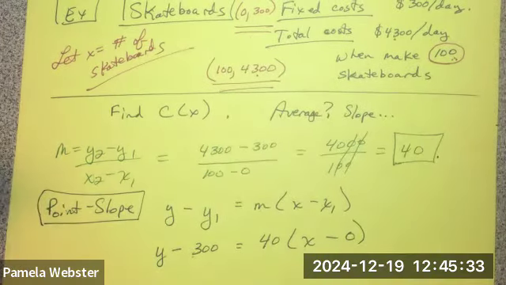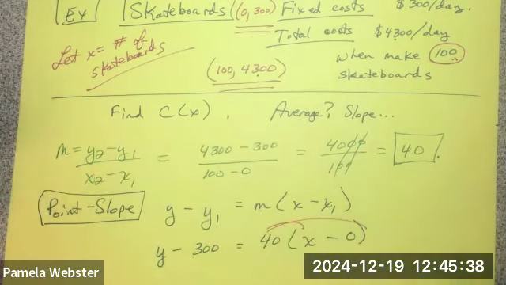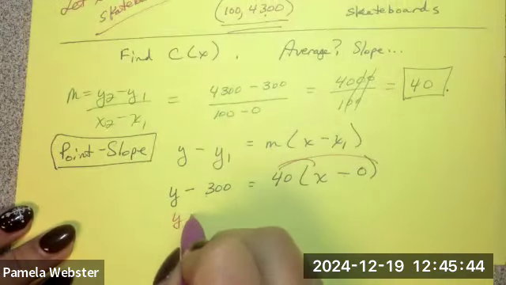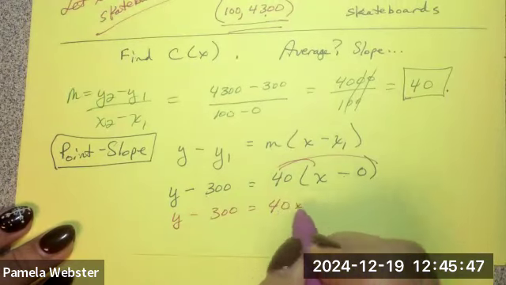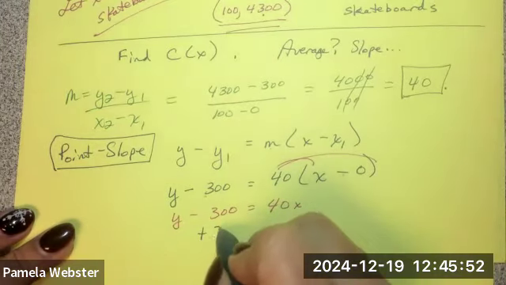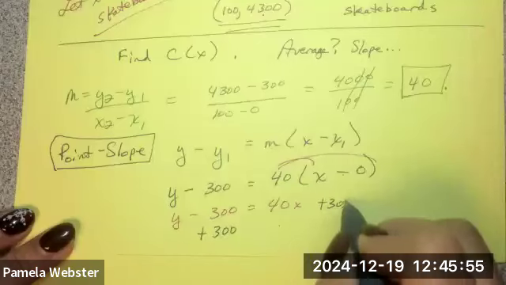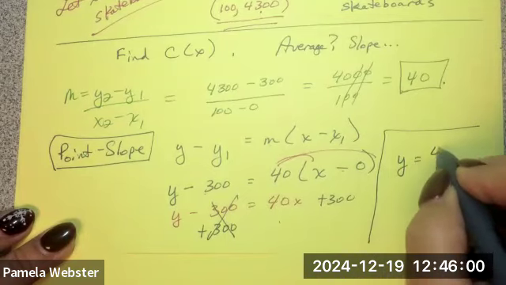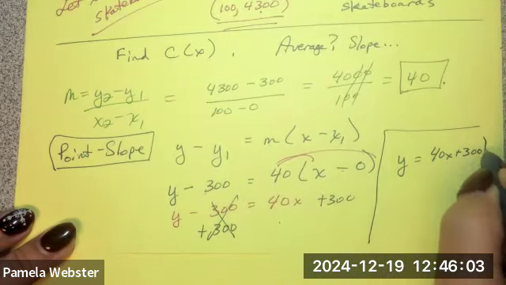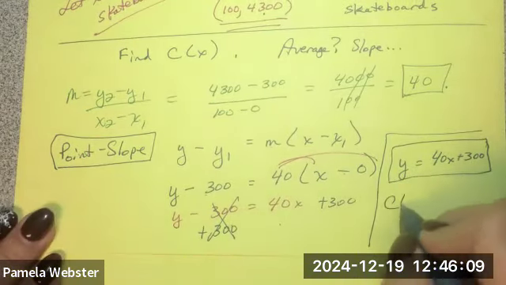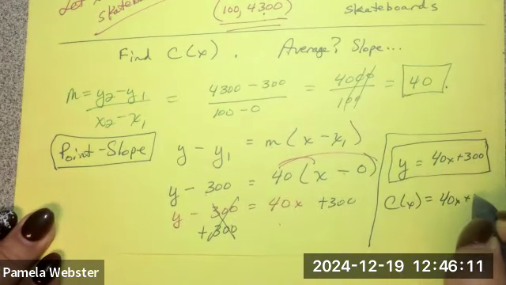So when you plug that in and distribute, the nice thing is 40 times 0 is 0, right? So that's just going to be 40x. y minus 300 equals 40x. You could write plus 0, but I don't really need it. And now to get rid of this 300, I'm going to add 300. Those go away. Excuse me, I'm out of space. y equals 40x plus 300. Okay. That's my cost function, right? So C of x equals 40x plus 300.